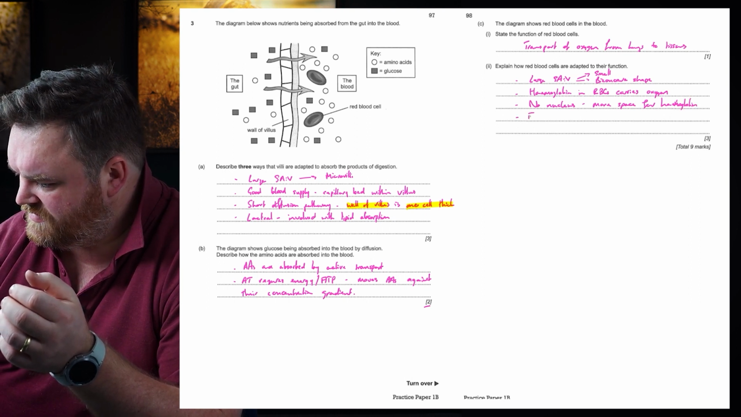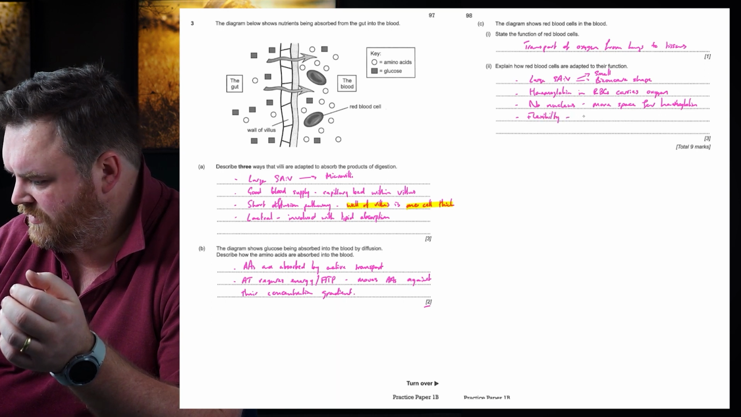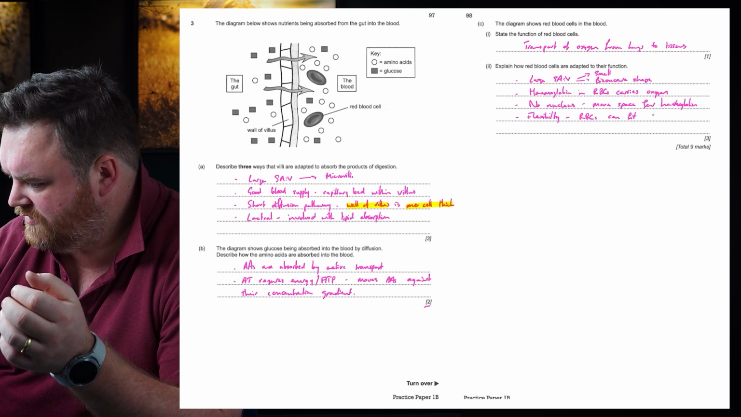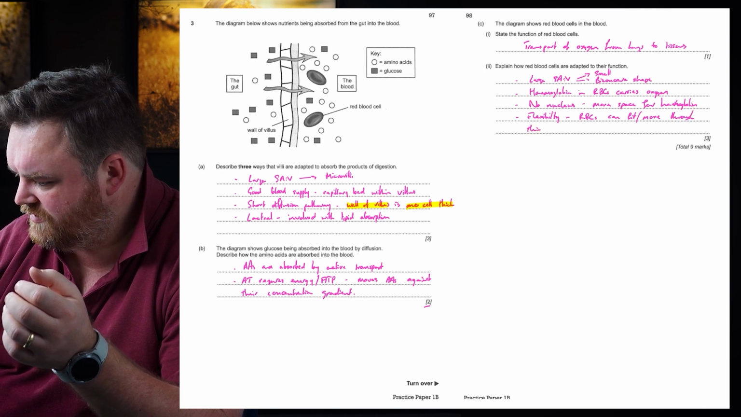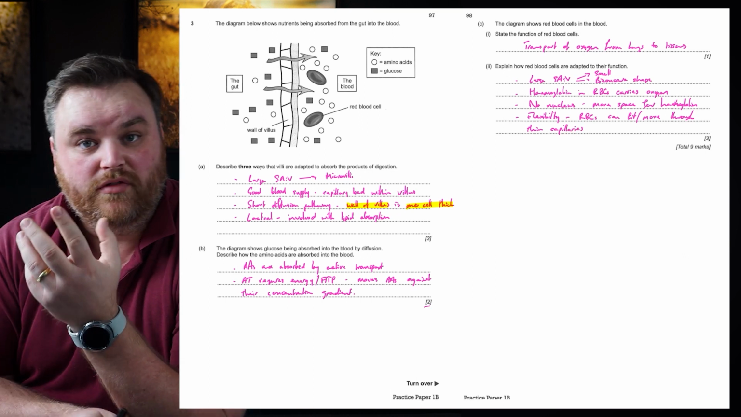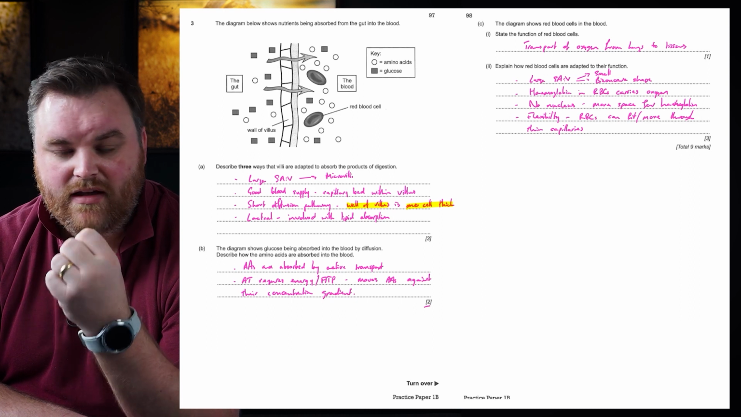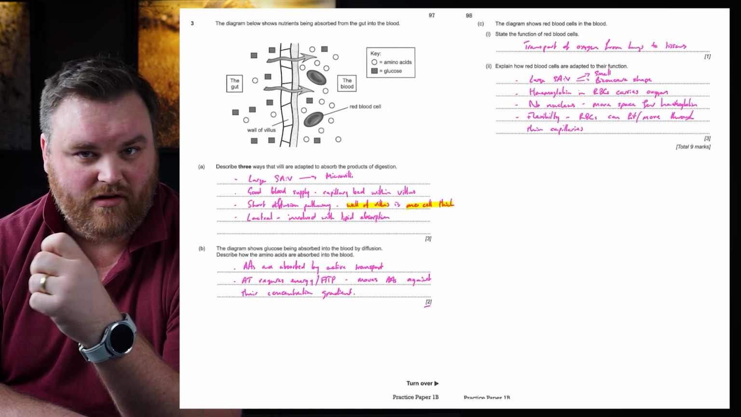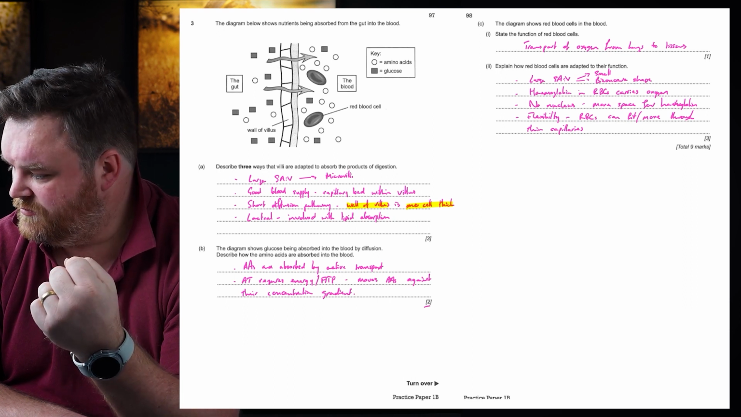Last point in here, I suppose, is flexibility. So red blood cells can fit and move through thin capillaries. All right, that's quite important. The width of a capillary is almost exactly the same as the width of a red blood cell. So they need to be a little bit flexible just so they don't get stuck and cause blockages within the capillaries as they move through.